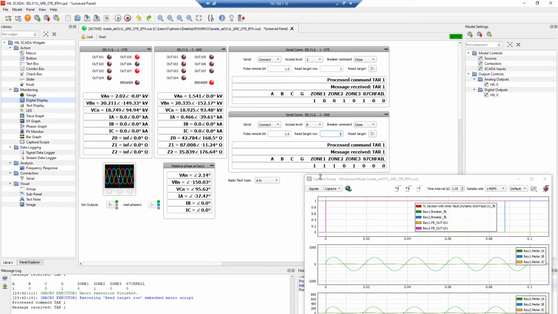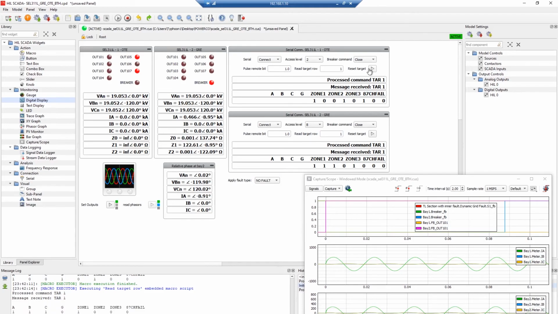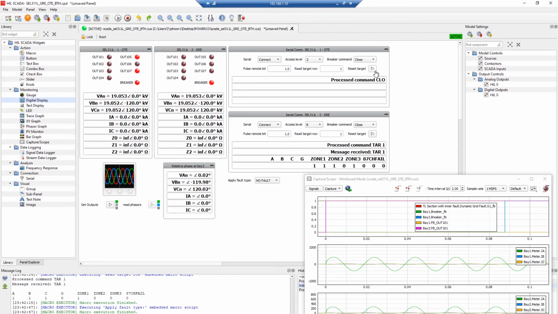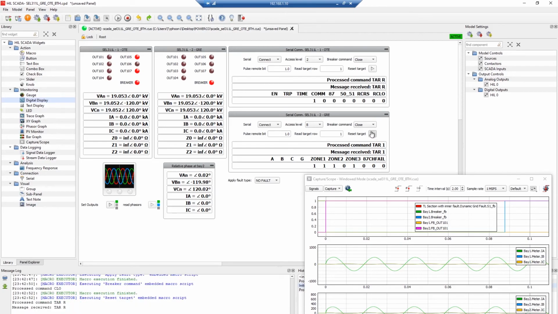Relay number 2, we actually see the last fault before this one, so we didn't clear the target. It basically means that it didn't see the fault again, and it also understands that this fault was on level 2 for relaying on bay 1. Okay, clear fault. Close breaker. Let's reset the target.